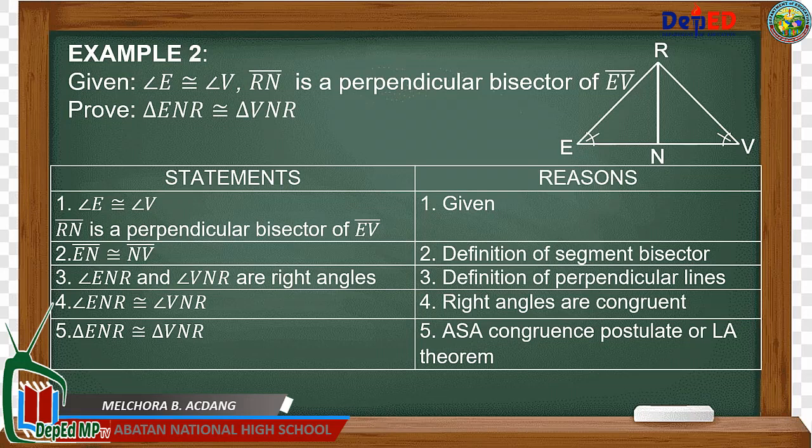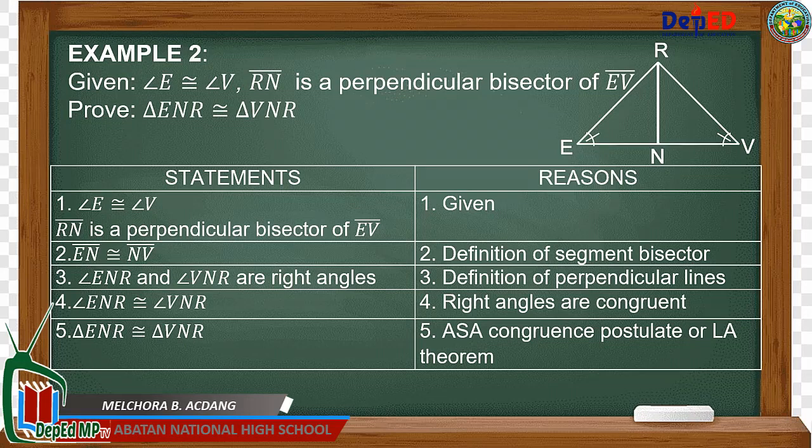Number 2. Line segment EN is congruent to line segment NV. The reason is definition of segment bisector. Since line segment RN is a perpendicular bisector of line segment EV, it bisects the line segment EV into two equal parts. That's why line segment EN is congruent to line segment NV.